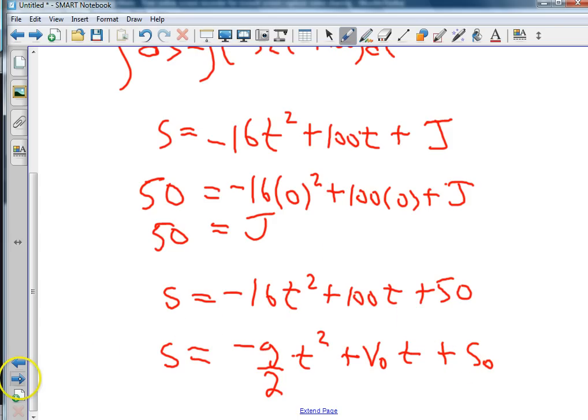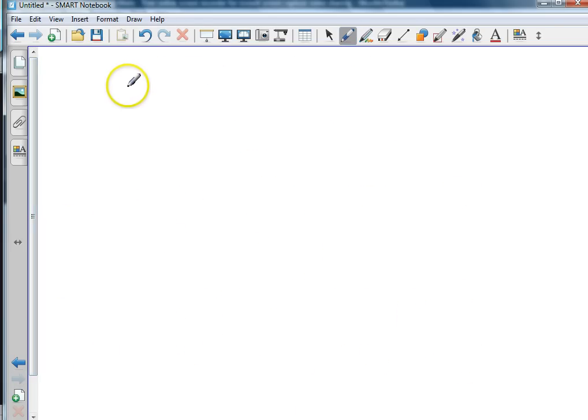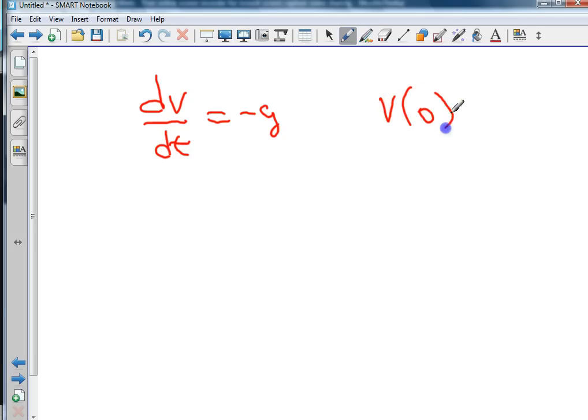Now, in other words, look. What if I did the original question more in general? What if the acceleration dv dt is negative g? I'm not going to write 32 this time, right? But the initial velocity is something, some number. I don't know what it is. I'm going to call it v0. How do you solve this differential equation?